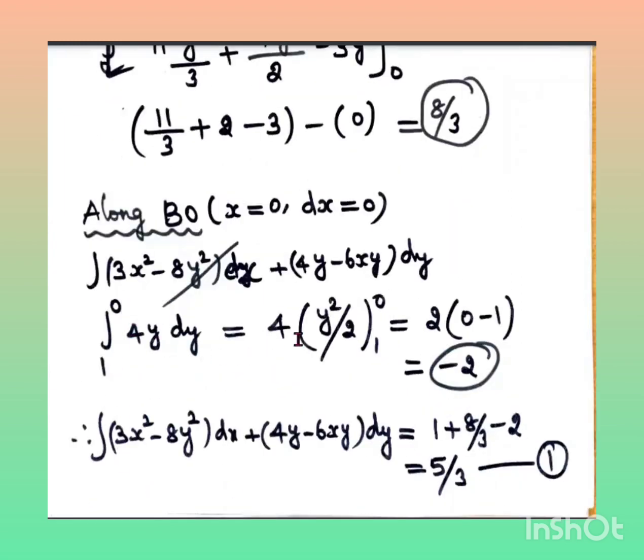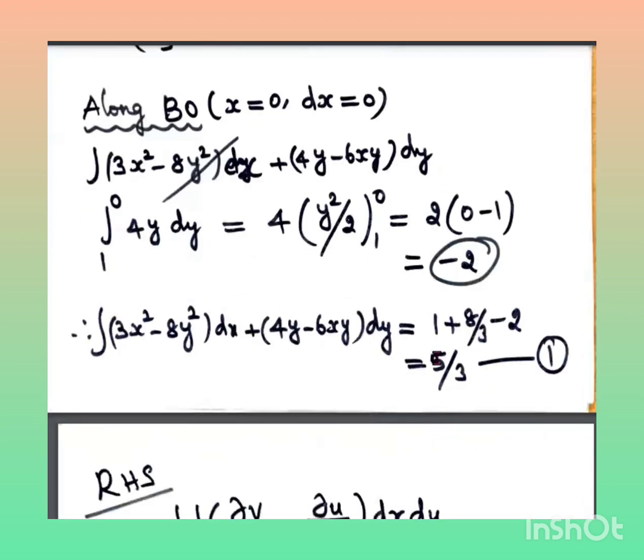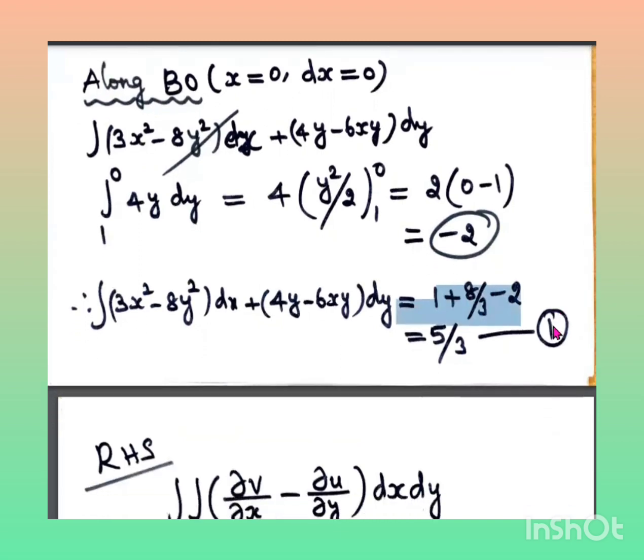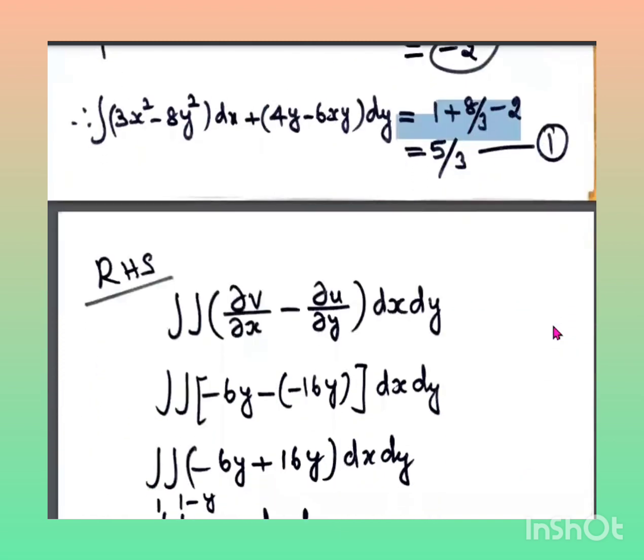So 4y dy, if you are integrating, y square by 2, with upper limit 0 and lower limit 1, which is equal to 4 by 2, (2, 0 minus 1), so minus 2. So what have we got? Three values. The first one is 1, plus 8 by 3, minus 2. If you add these three, you will get 5 by 3. This is the left hand side answer.